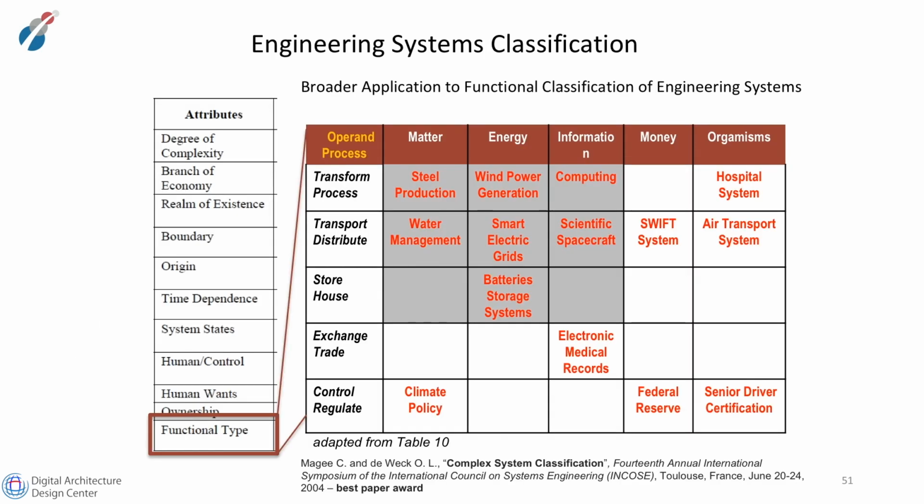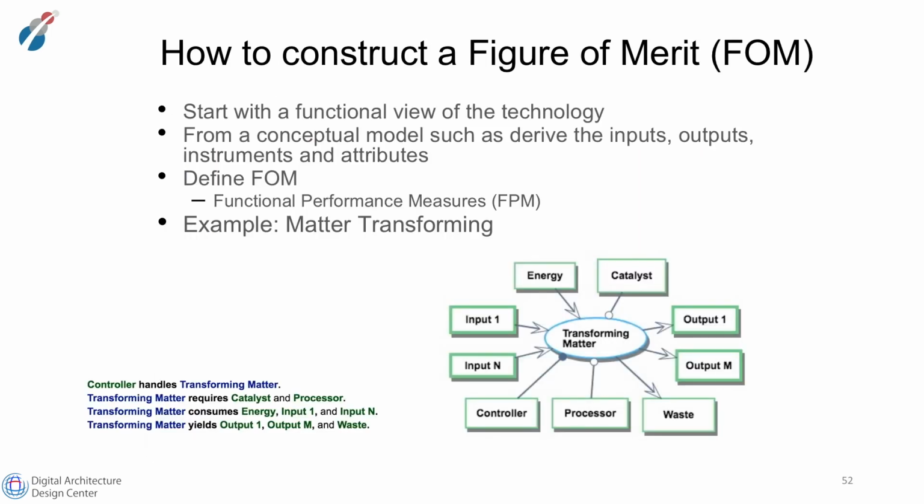And so I did mention the functional view of classifying technologies and systems. And so we can then attach and define for each system or technology in this matrix different figures of merit to understand how performance and other behaviors or functions have improved over time. And so a question I often get is, how do you construct figures of merit?